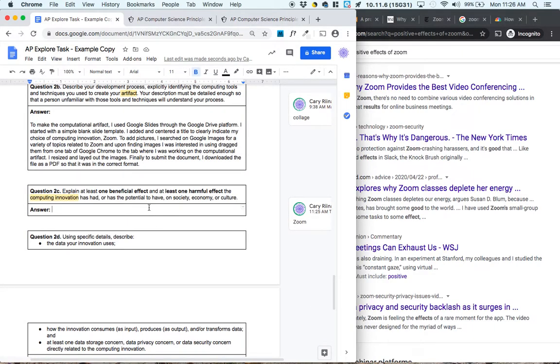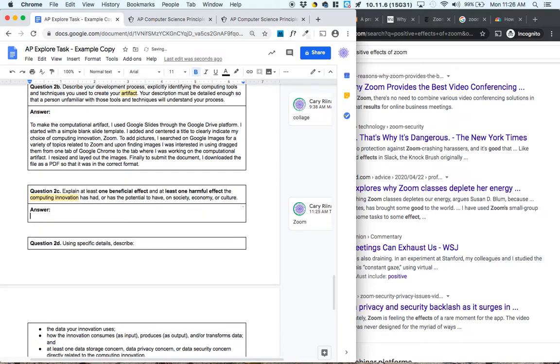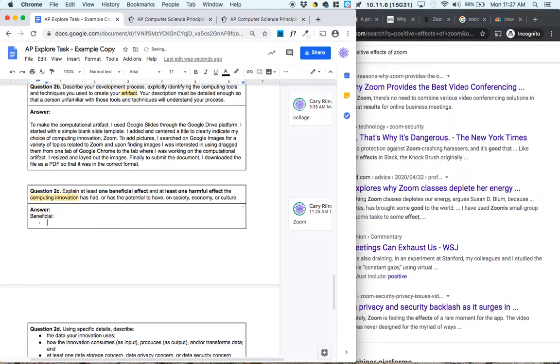All right, so I think a nice place to begin with this, if you have some familiarity with your project, with your computing innovation, is to just try to brainstorm some ideas here. So we want one beneficial effect and one harmful effect. Now the place where my brain immediately goes for beneficial effects is, I might think, okay, well, Zoom allows people to communicate remotely.